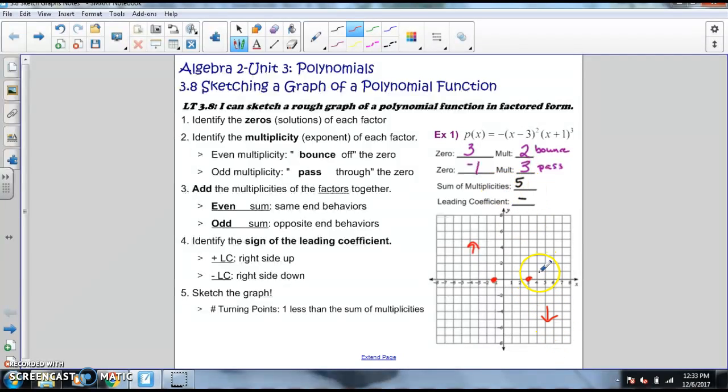I'm going to look at my 3, because 3 is the first 0 I'm going to reach on the right side, and it's an even multiplicity. So what it means when it bounces is that my graph is going to hit that 3 and come back down. Now, my next 0 is at negative 1. So my graph is going to go through that negative 1 and then continue on forever. I'm going to erase this extra little arrow here. So that's kind of what my graph is going to look like. It's off a little bit, but it's close enough. What I'm looking for is that you know that we are bouncing off the 3, passing through the negative 1, and that my end behavior is right.